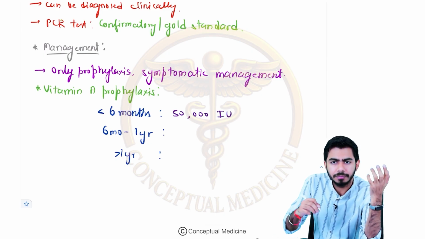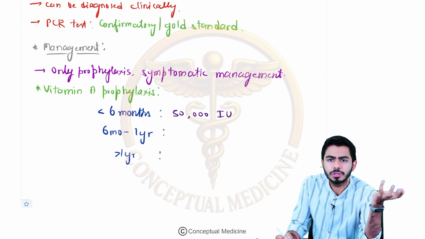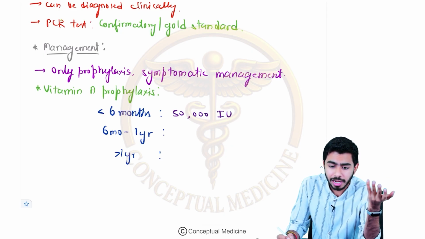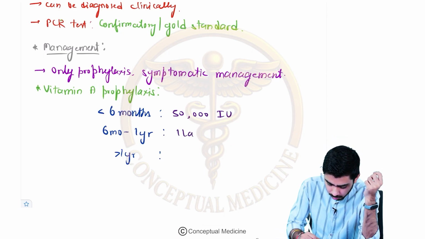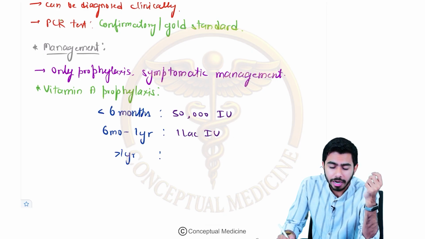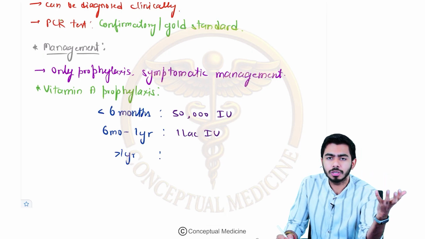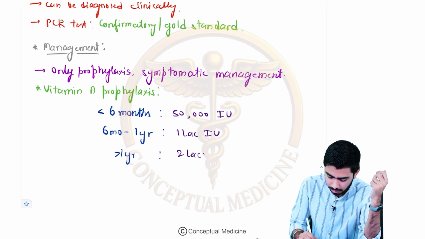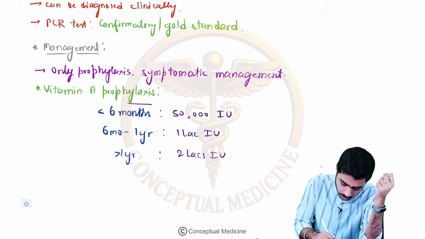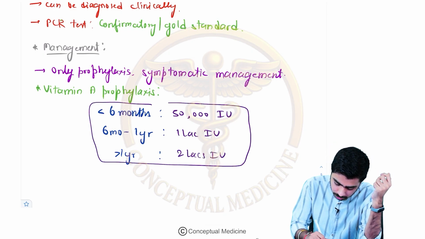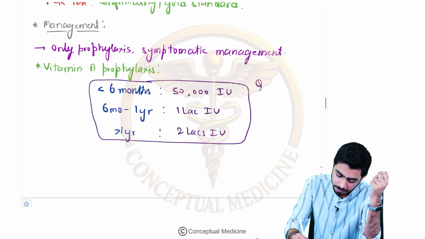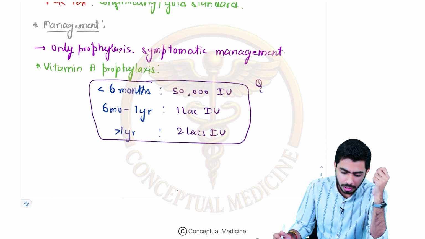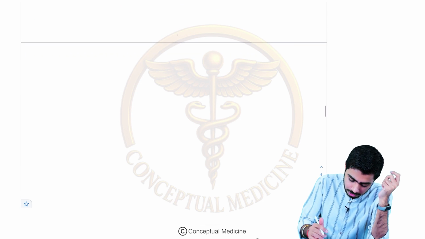If it is 6 months to 1 year, then you will be giving 1 lakh international units. And if it is more than 1 year, then you will be giving 2 lakh international units. That is about the vitamin A prophylaxis in the measles patient, and that has been asked in one of the exams. Okay guys, next point over here, that is the measles vaccine itself.